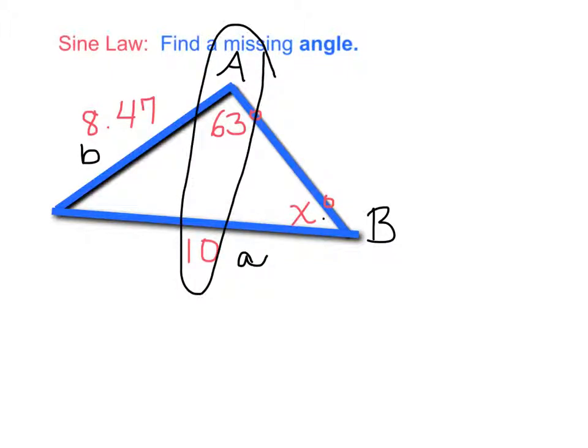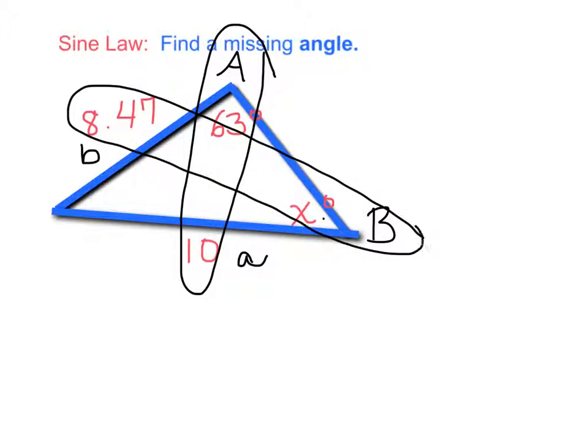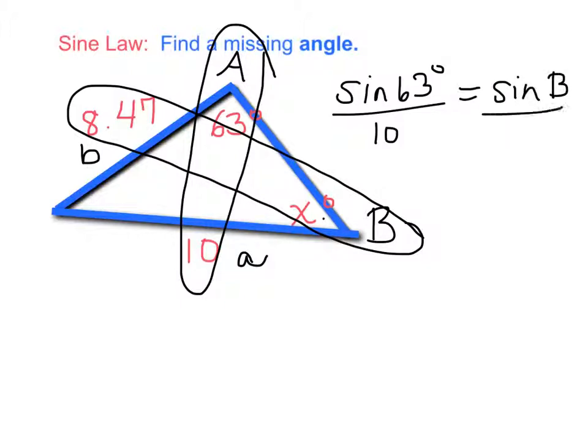So first things first, let's find our loops. Here's a loop with A, which has our angle and our side. And here's our loop with B. It has a side, but this time a missing angle. So now we can write out our formula. Remember, every loop's a formula. So the sine of 63 degrees over 10 equals the sine of our unknown angle B over 8.47.